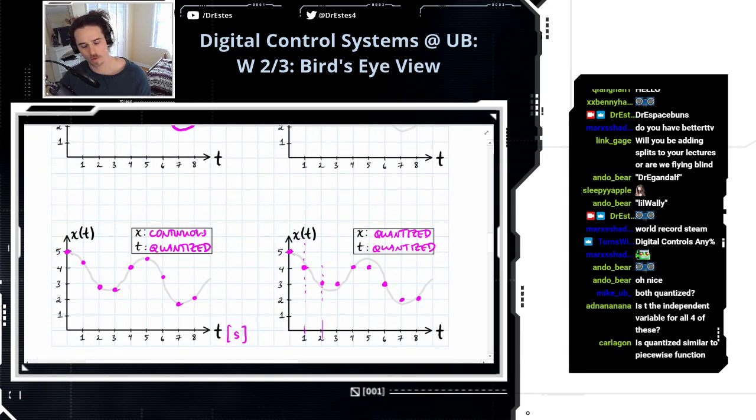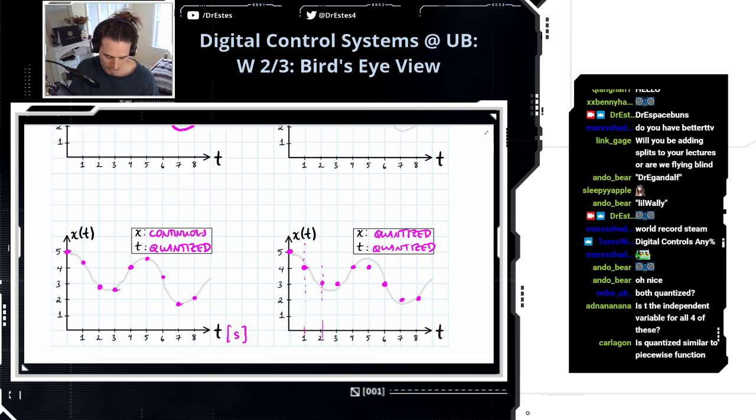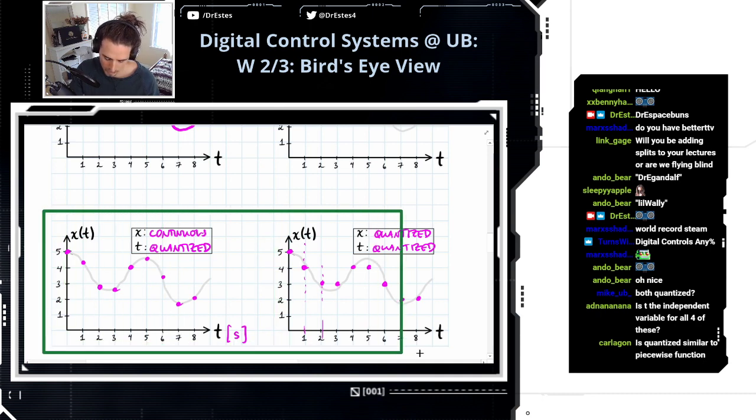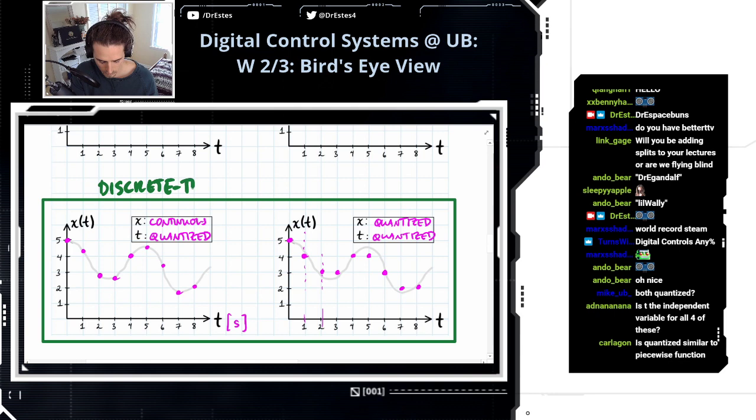All right, so we have classifications for these types of sampling. Anytime that t is quantized, we call this a discrete time system. So I'm going to throw a box around both of these guys. t is quantized in these cases, and this means it's a discrete time system or a discrete time signal.